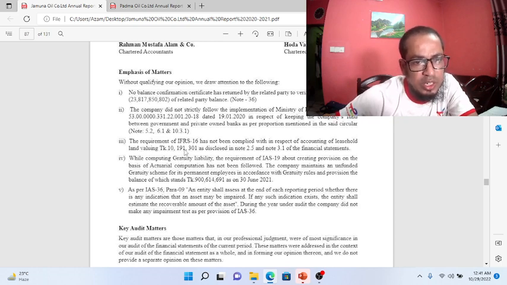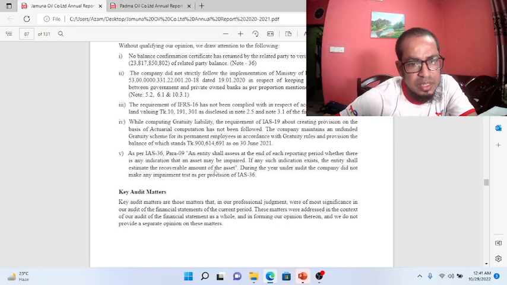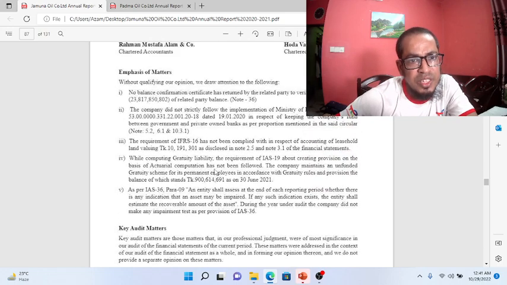That I have already said while comparing gratuity liability, IAS 19, and there was unfunded gratuity. The gratuity fund was not funded by the company. So this has been an emphasis matter. IAS 36, indication of impairment: no impairment review was reflected in the company's accounts. So this is the matter of emphasis under ISA 706.